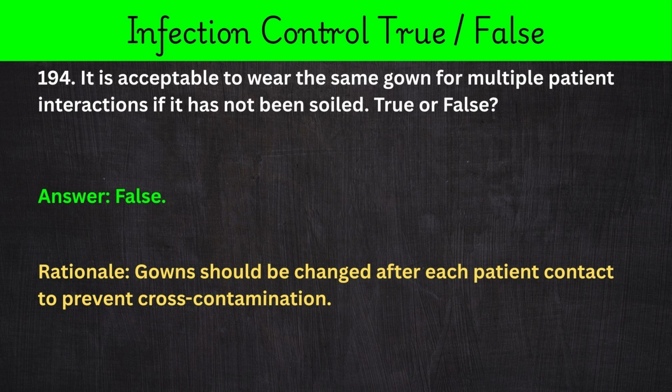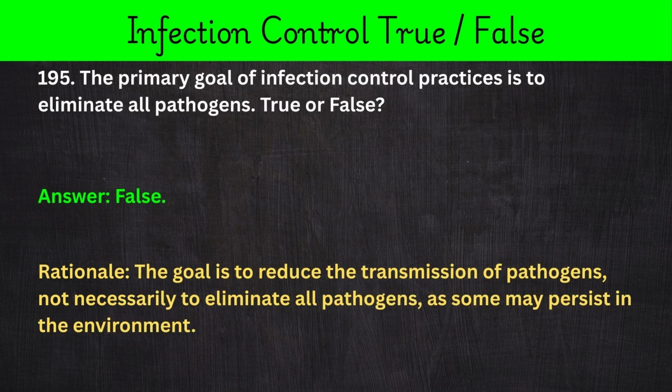194. It is acceptable to wear the same gown for multiple patient interactions if it has not been soiled. True or false? Answer: false. Rationale: gowns should be changed after each patient contact to prevent cross-contamination.